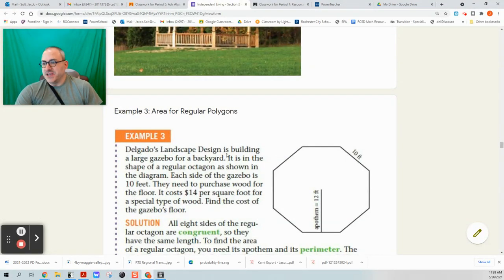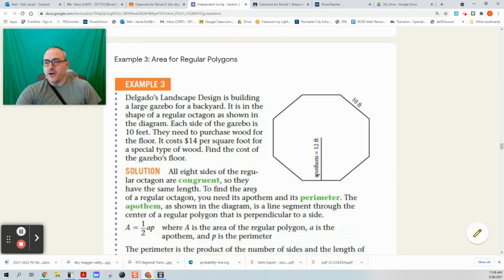Delgado's Landscape Design is building a large gazebo for a backyard. It is in the shape of a regular octagon, as shown in the diagram. Each side of the octagon is 10 feet. They need to purchase wood for the floor, and it costs $14 per square foot for a special type of wood. Find the cost of the gazebo's floor. How do we go about doing this? Well, here's the solution.